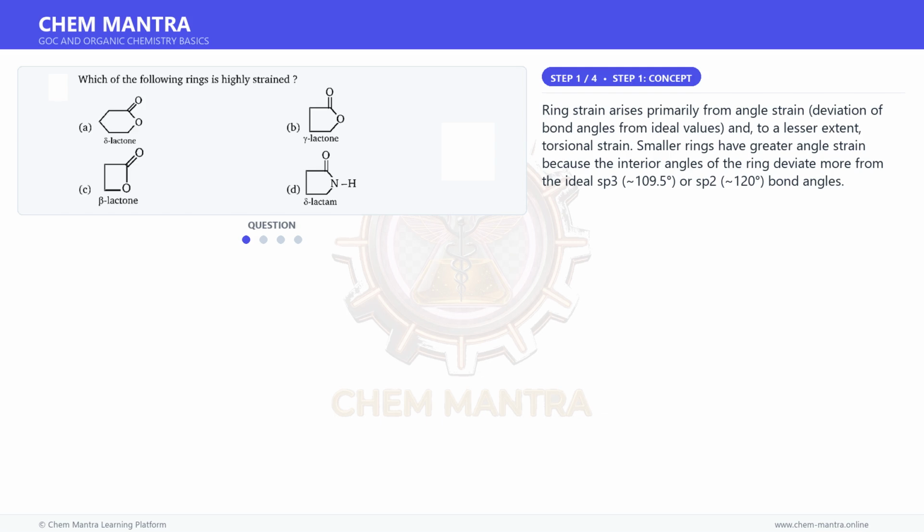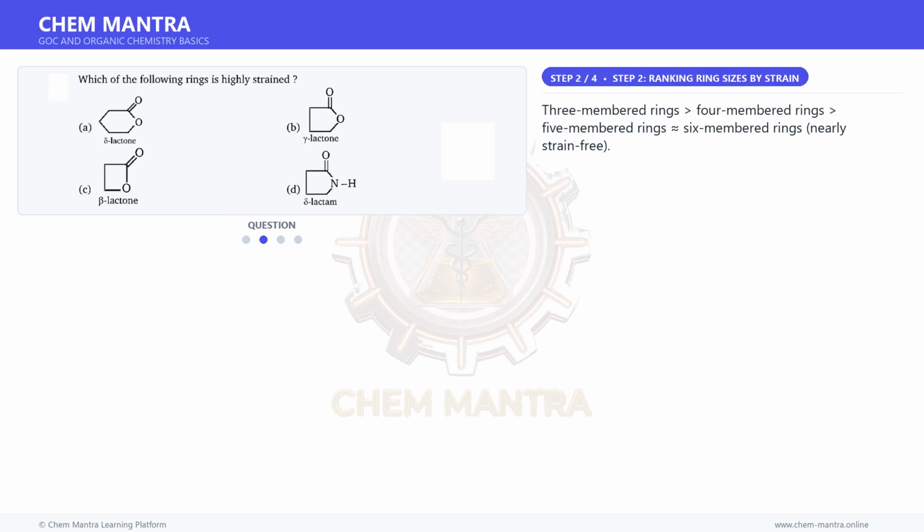Ring strain arises primarily from angle strain, deviation of bond angles from ideal values, and, to a lesser extent, torsional strain. Smaller rings have greater angle strain because the interior angles of the ring deviate more from the ideal sp3 109.5 degree or sp2 120 degree bond angles.